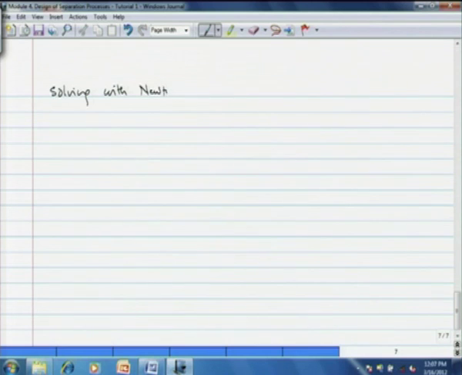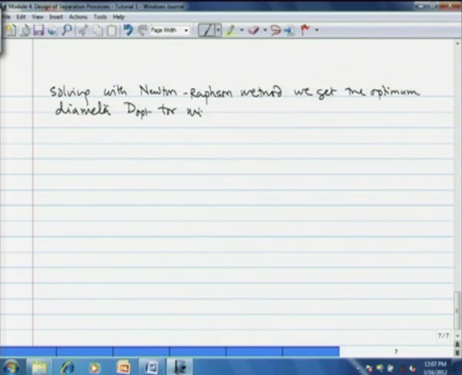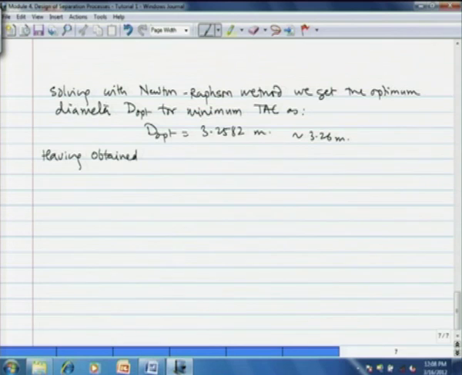Solving with Newton-Raphson method, we get the optimum diameter D opt for minimum total annualized cost as 3.2582 meters. Okay. Now, I have taken 4 decimals for accuracy, you can even terminate at 2. So, 3.26 meters or 3.3 meters, and so forth. Okay. Now, having obtained the value of D opt, we can estimate all costs and other parameters.